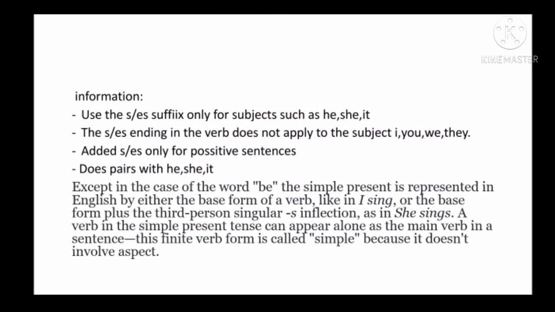Information. Number 1. Use the s or es suffix only for subjects such as he, she, and it. Number 2. The s or es ending in the verb does not apply to the subjects I, you, we, and they. Number 3. Add s or es only for positive sentences. Number 4. Does pairs with he, she, and it.